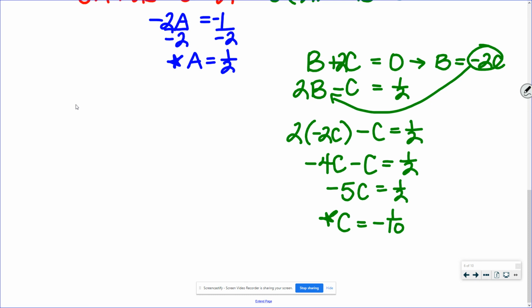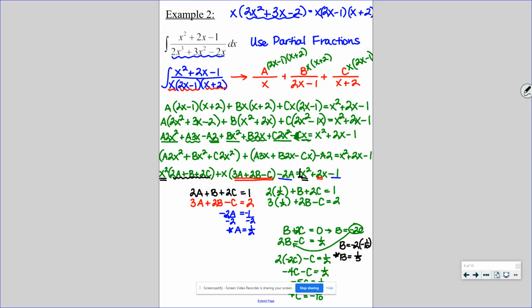The last thing I have to do is go back and use that to find my value for b, which is equal to negative 2 times c, which is negative 1/10. Therefore, b is equal to 1/5. Okay, look, all of this work is nuts, but all of this work is there to help us set up an integral that we can actually integrate. So we are not done, okay? We're going to go back.